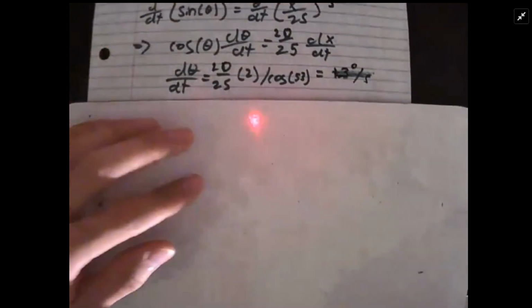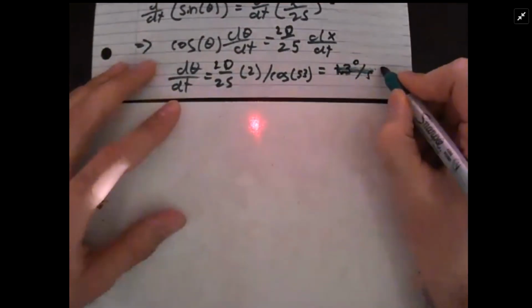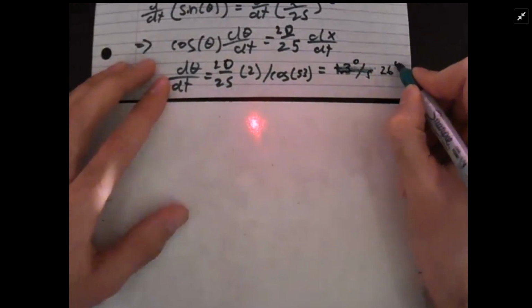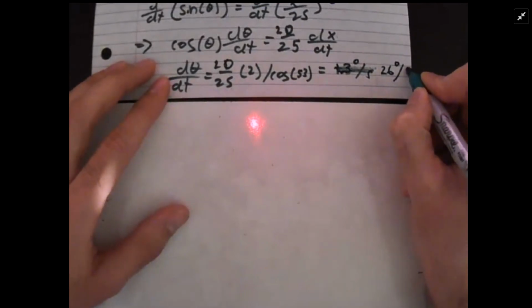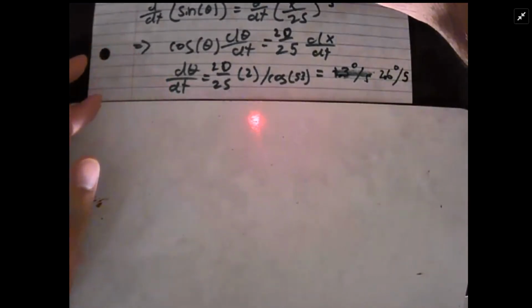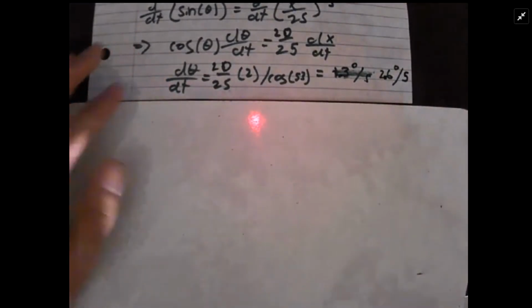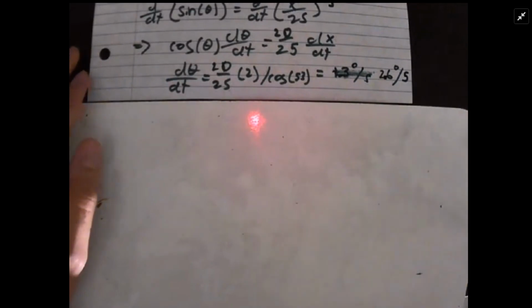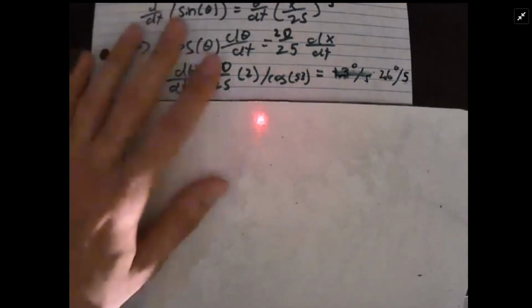So we get 2.6 degrees per second. It's 2.6 degrees per second for the rate of change of the angle with respect to time, this angle right here.